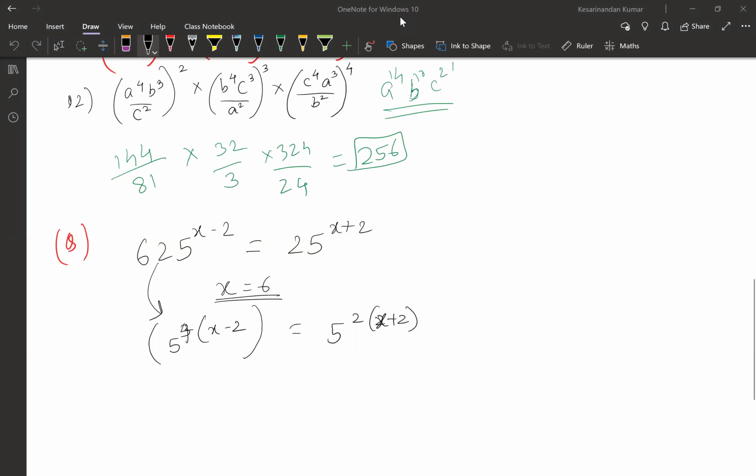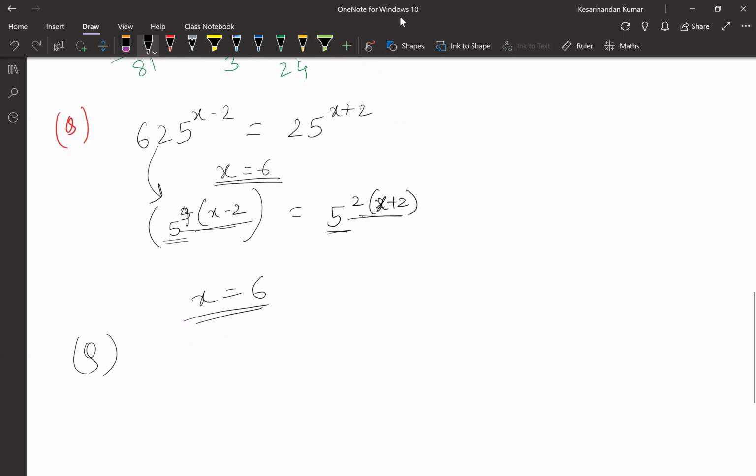Okay. So continuing from the part where we left, since the base is common, you can now just equate the power, and then gradually you will get 6. Anybody any doubt with this part? Okay, let's move forward then.